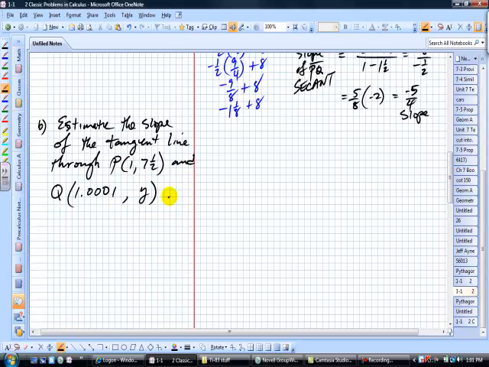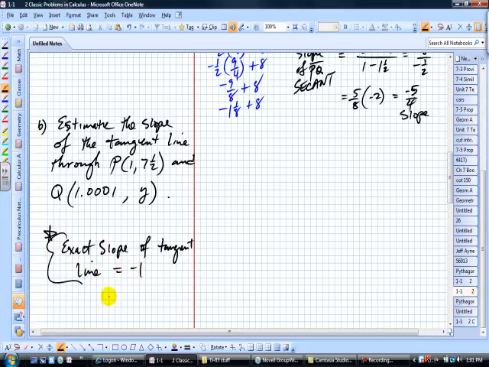Remember, I said that the exact answer for the slope of the tangent line is -1. You don't need to know that now or know how I got that. I'll show you that later, but just keep that in the back of your mind. The exact slope of the tangent line here is equal to -1. You don't know that? Okay, just accept that. So let's see what we get here.